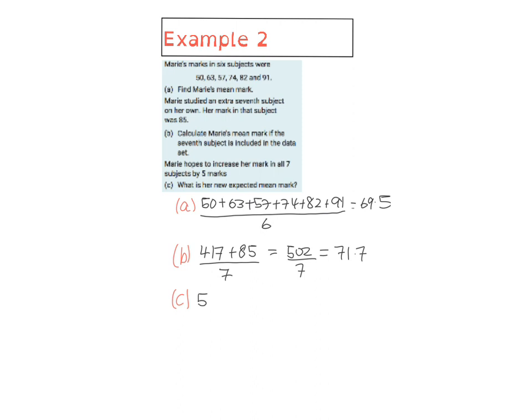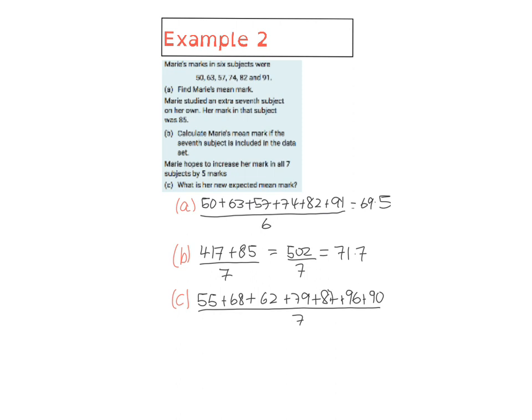So instead of 50, she would get 55. Instead of 63, she would get 68. Instead of 57, 62. Instead of 74, 79. Instead of 82, 87. Instead of 91, 96. And then instead of 85 in the 7th one, she would get 90. And we divide that by 7, and that would give her mean mark.